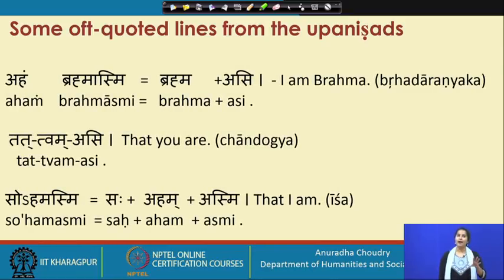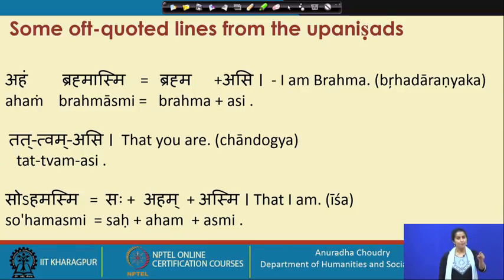Now I thought we could apply what we have just studied in the context of the Upanishads, and we have these famous mahavakyas, the great four sentences from the different Upanishads. The first one being aham brahmasmi. Aham brahma plus asmi becomes Aham Brahmasmi. This is from the Brihadaranyaka Upanishad and it means I am Brahman. The philosophical purport of this is fantastic and it is something that you can spend a lifetime contemplating upon what it would mean.